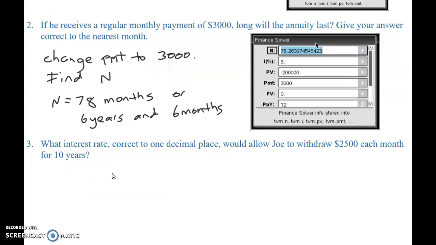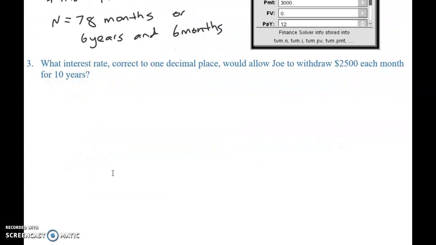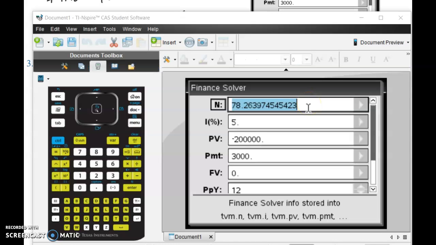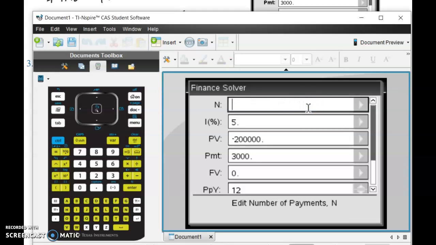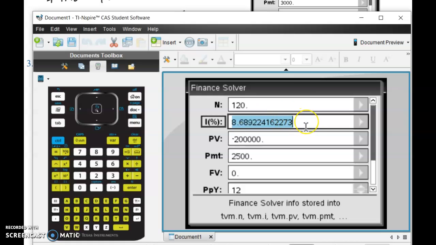Okay, so now we're going to see what interest rate would allow Joe to have this account last 10 years and withdraw $2,500 each month. So back to the CAS. All right, so we want it to last the full 10 years. So that is 120 in N. We want him to be getting $2,500 per month. So that's a positive value. And what we're looking for is a new interest rate. So we hit enter to calculate that. We find that it's 8.689. So we'll round that off to 8.69%.